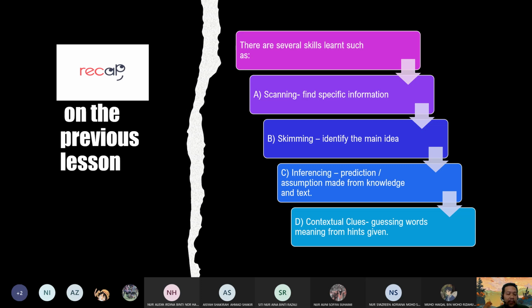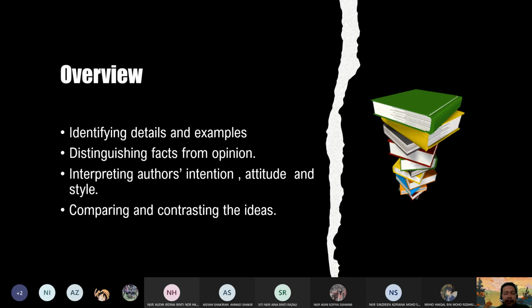We have also learned about contextual clues. This is very important because sometimes you have to guess the meaning, but not by looking in the dictionary, because of course during the test you cannot refer to the dictionary, right? So you have to use the hints given. Sometimes you can get the information before the sentence or after the sentence within the same paragraph. We call it contextual clues. And today we will look at other reading strategies.